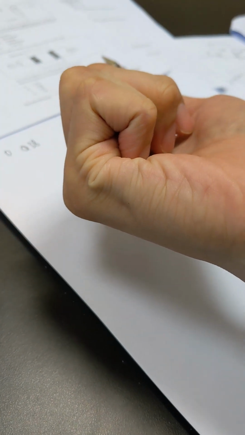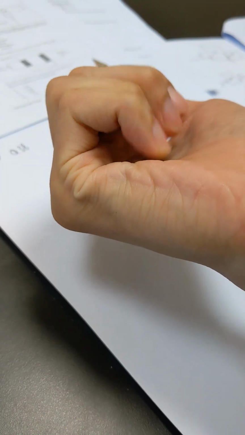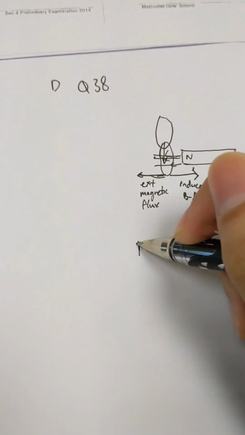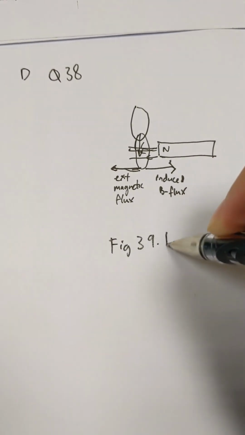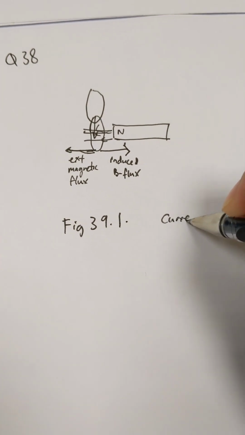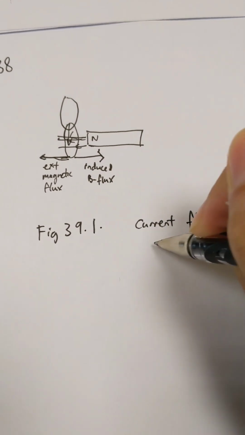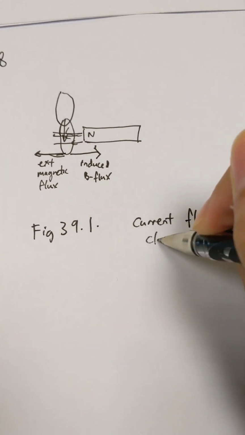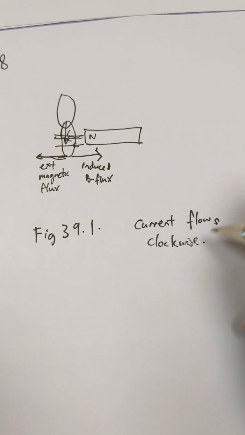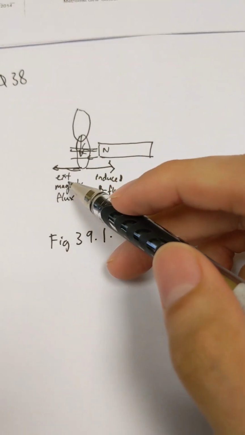Now where's my eye? My eye is on the left, so I'm going to rotate the camera now. Right, which direction is this? This is clockwise. So for figure 39.1, the current will flow clockwise. This will weaken the increase in magnetic flux this way.